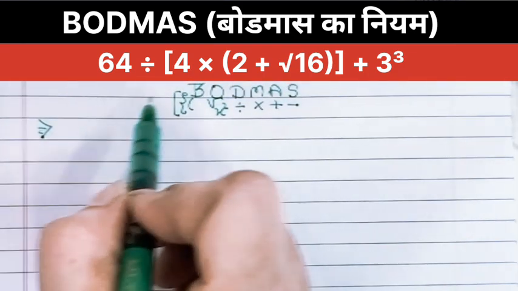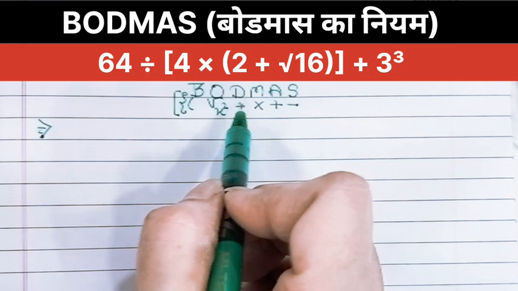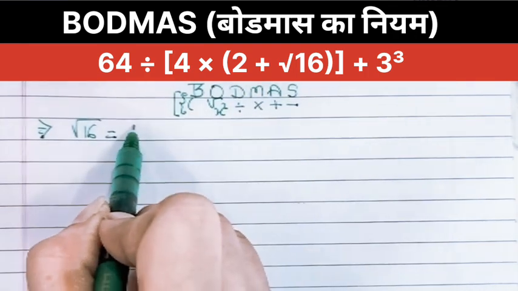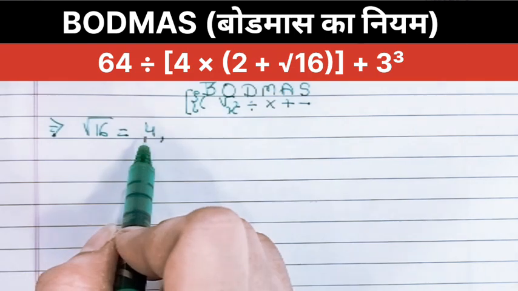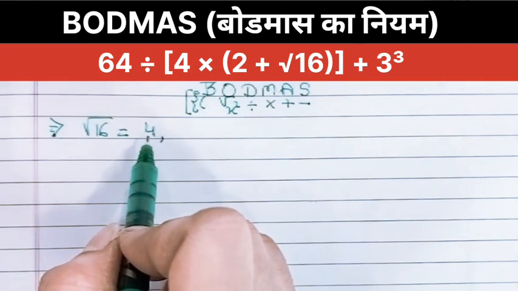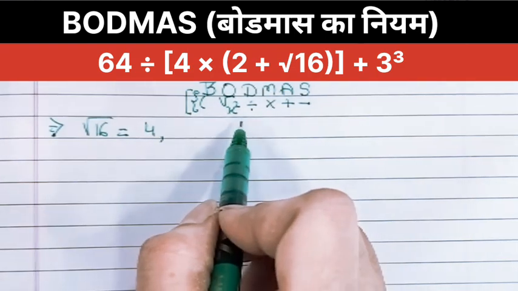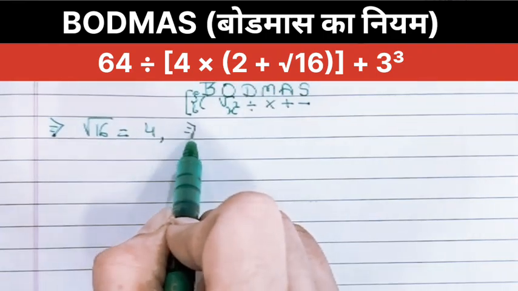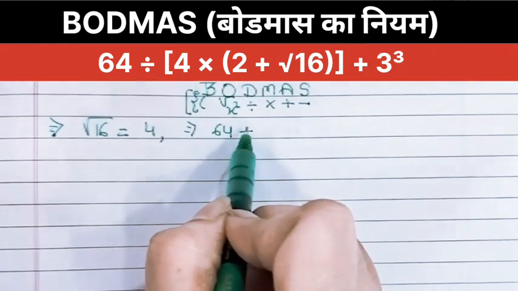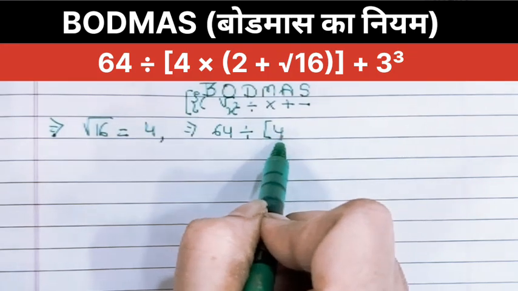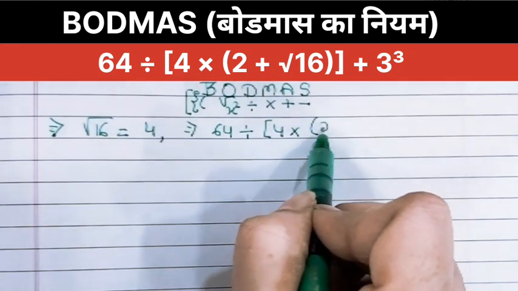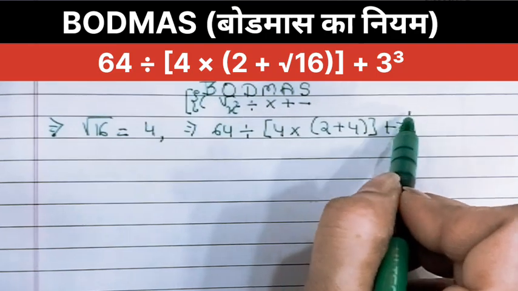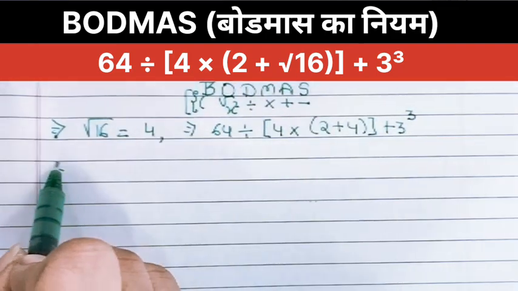Now first step, simplify the inner square root, which is root 16, and the answer is 4. According to this step, under BODMAS, inner brackets B are prioritized first, and inside them orders take the precedence. And now the expression becomes 64 divided by square bracket 4 multiply 2 plus 4 square bracket, plus 3 power cube. Now move to the next step.